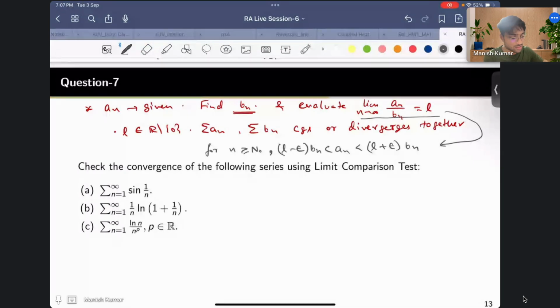Now this is nothing but the comparison test. When you know that this summation bn is convergent, you use the upper bound. Then you use the comparison test to say that summation an is convergent. When it is divergent, you use the lower bound, so this has to be infinity, right? Because all these are positive, so I am talking about positive sequences. So here an and bn are positive. Otherwise you just take the mod and deal with it.